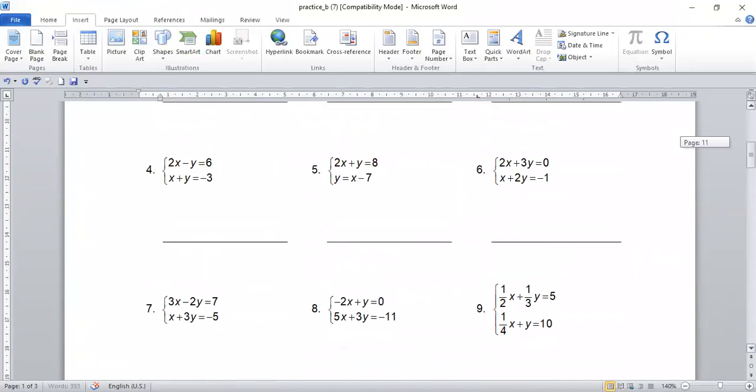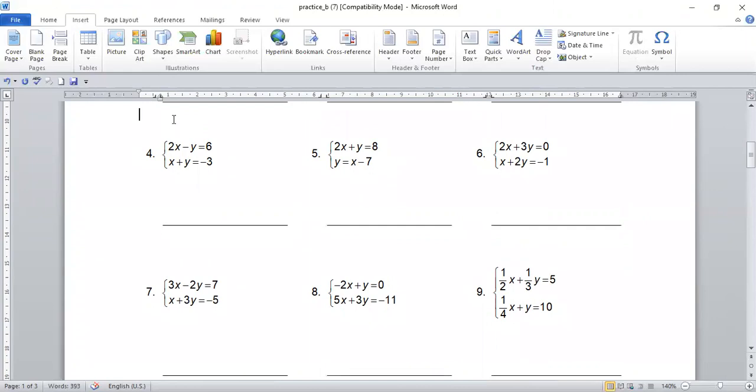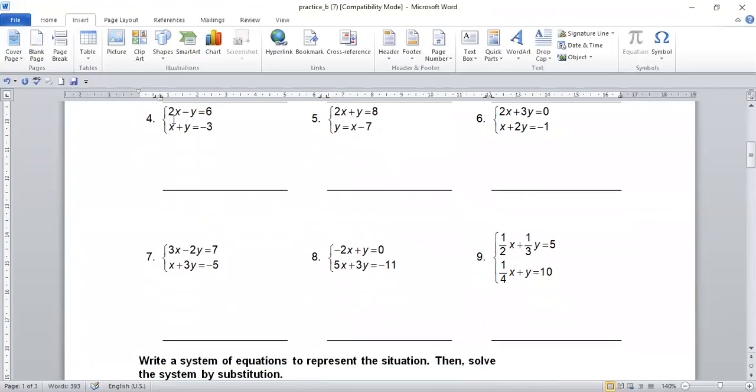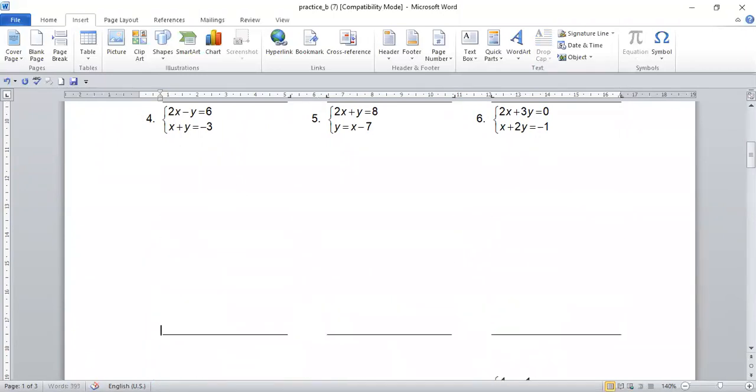So question number 4, we have 2x minus y equals 6 and x plus y equals negative 3. Now here, both of the equations do not have y is equal to. So it's we who have to do that. Up to you. You take this equation and make it y equal to, or you take the other equation and make it y equal to. I will take the second equation because the first one has a negative sign.